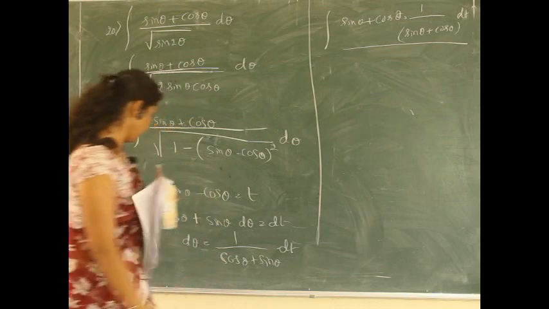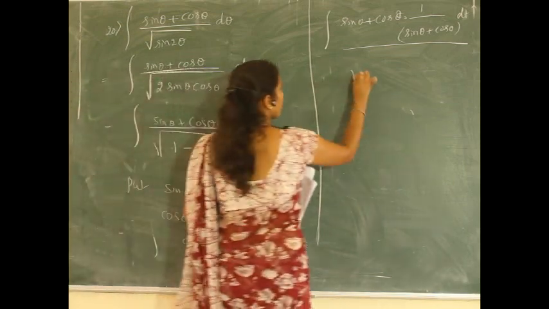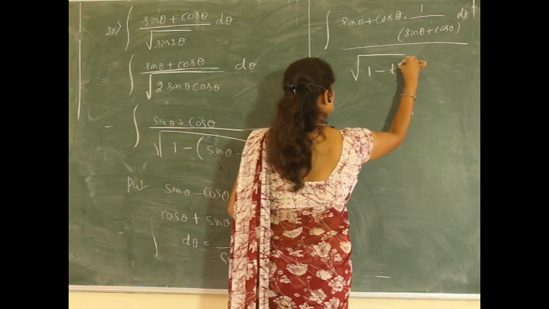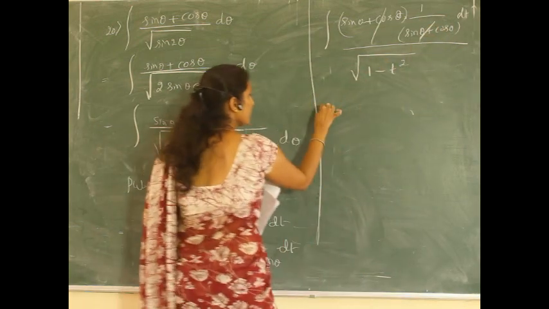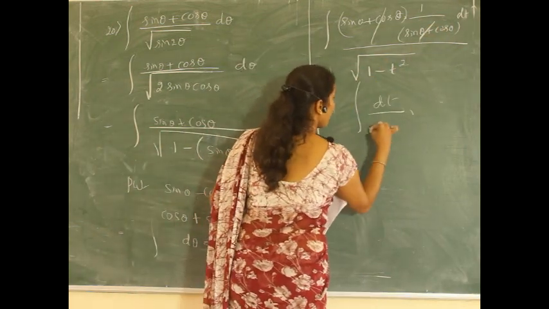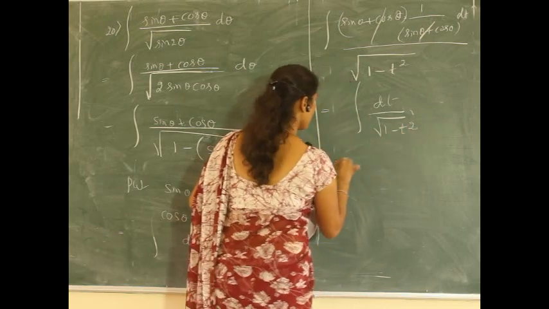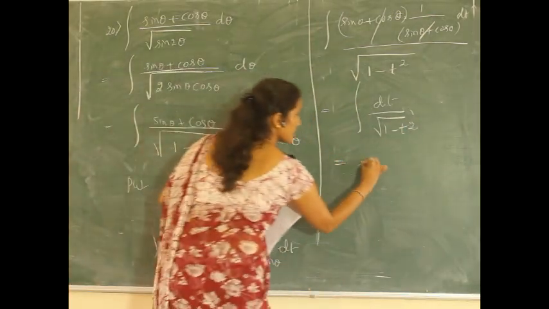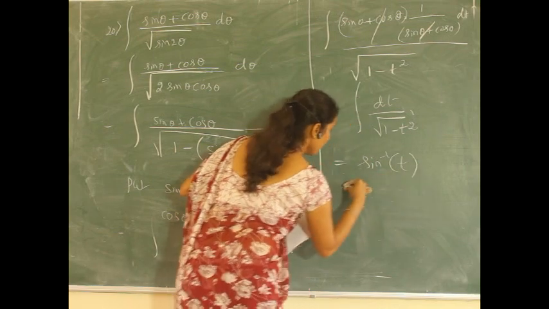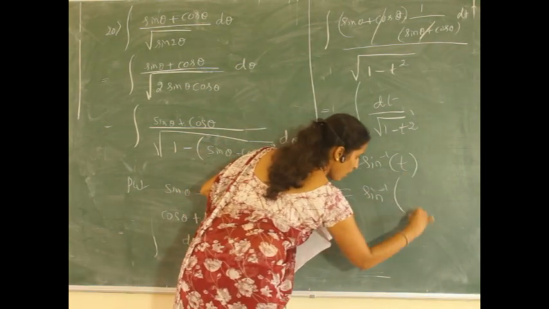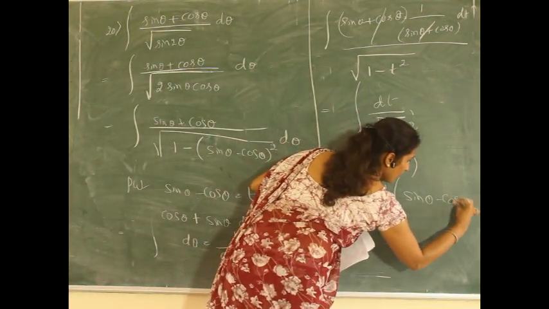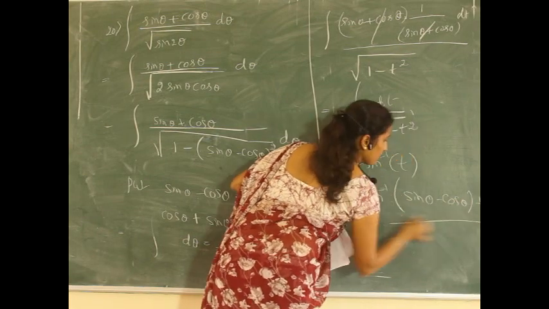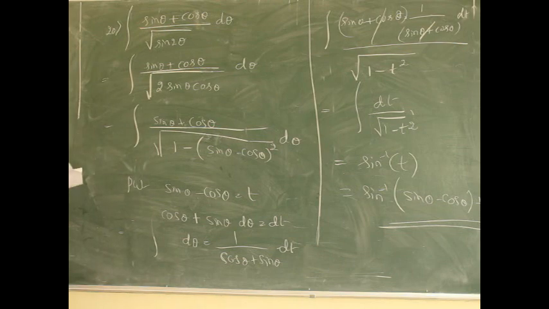Divided by root of 1 minus t square. These sin theta plus cos theta terms cancel, and we are getting only dt divided by root of 1 minus t square. The integral of this is sin inverse of t plus c, where t is sin theta minus cos theta. So the integral value will be sin inverse of sin theta minus cos theta plus c. So option C.